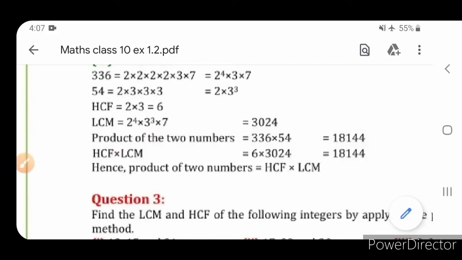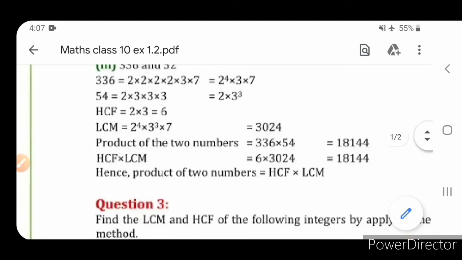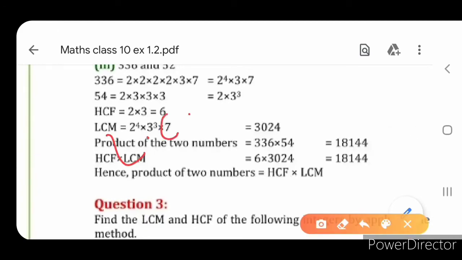We have to be clear on two things. During the calculation of LCM, I am repeating, we have to take all bases one time in the form of multiplication, and we have to select maximum power. And during the calculation of HCF, we have to take common base and minimum power one time.